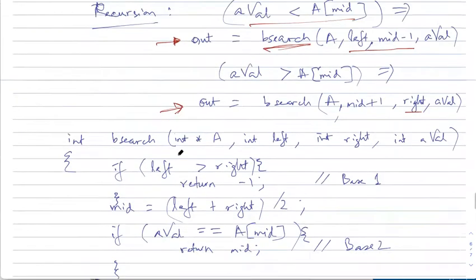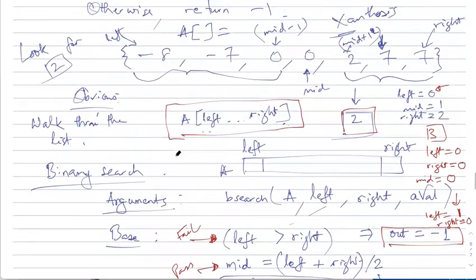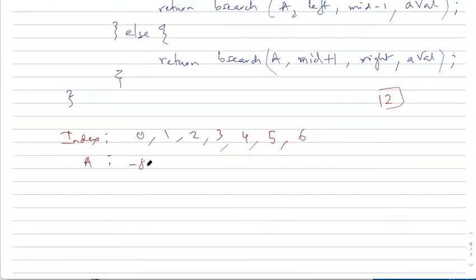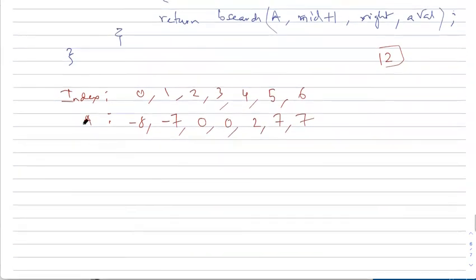The value of A is essentially -8, -7, 0, 0, 2, 7, 7. So first time when you are passing, the value that is passed is B search A with left 0 and right 6, correct? Passing in the value of 2, which you are searching for. This is your A val.